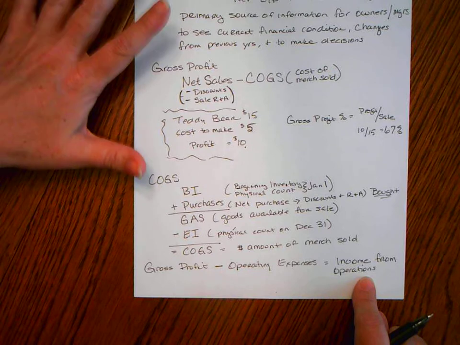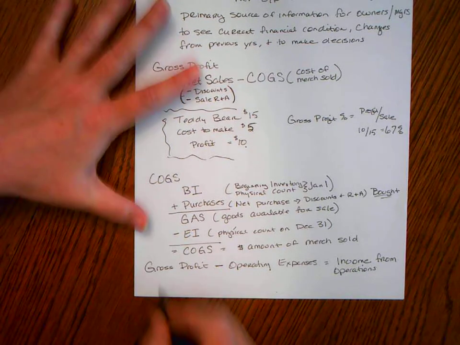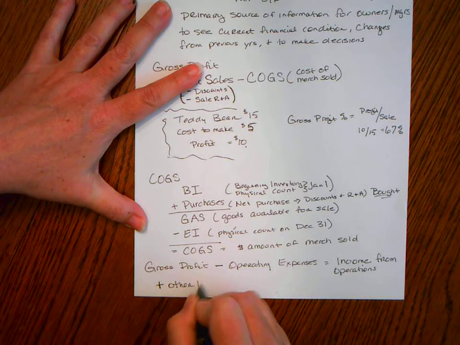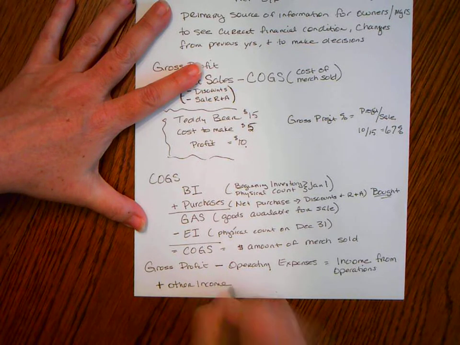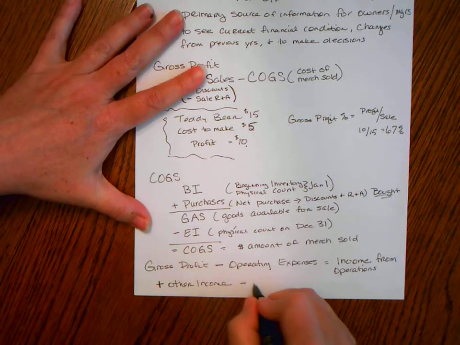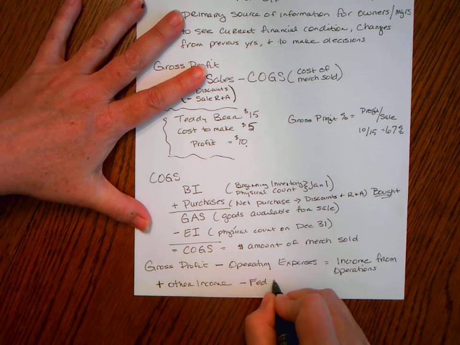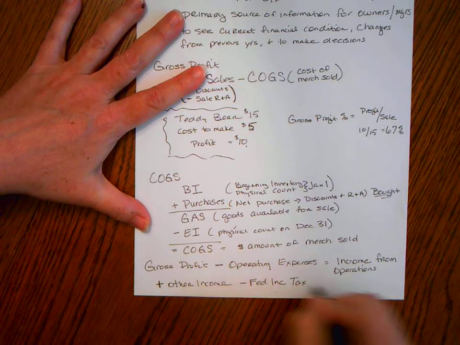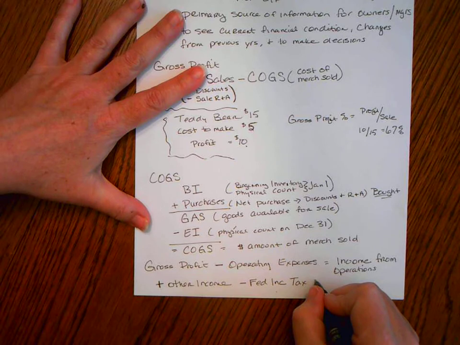But there could be some other things. We will see other income listed, and then of course we have our taxes. We always want to list that separately because that's just something we can't control that too much.